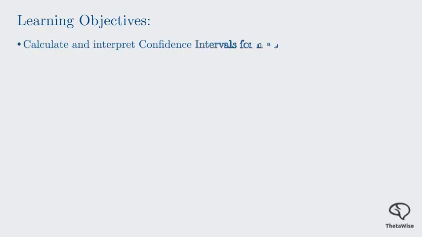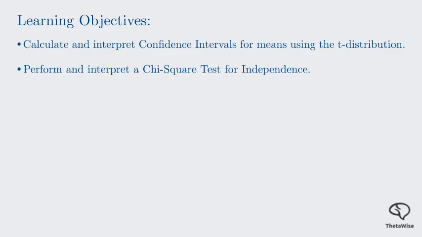Hello and welcome. In this comprehensive lesson, we'll dive into two fundamental and powerful tools in biostatistics: confidence intervals and chi-square tests. By the end of this video, you will be able to calculate and interpret confidence intervals for means using the t-distribution, and you will be able to perform and interpret a chi-square test for independence. These methods are essential for drawing meaningful conclusions from data in biological and medical research.